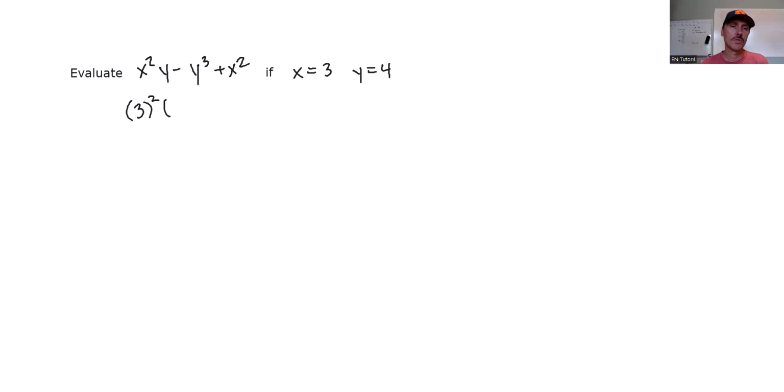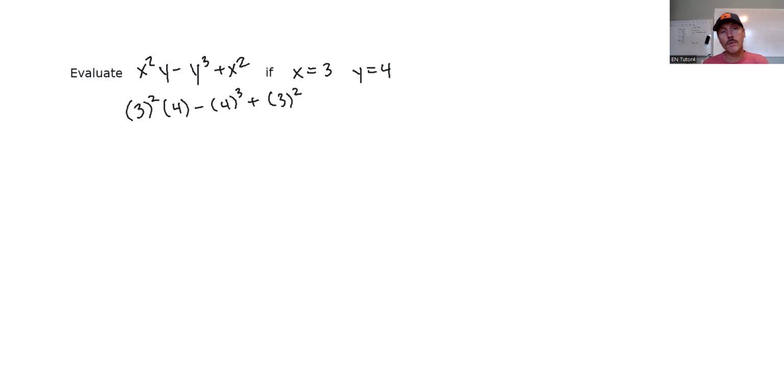That's going to be times y. Y equals 4, so we're going to put a 4 in there for y, minus 4 cubed plus x is 3, so this is going to be (3) squared. There we go, close our parentheses and then put the square.